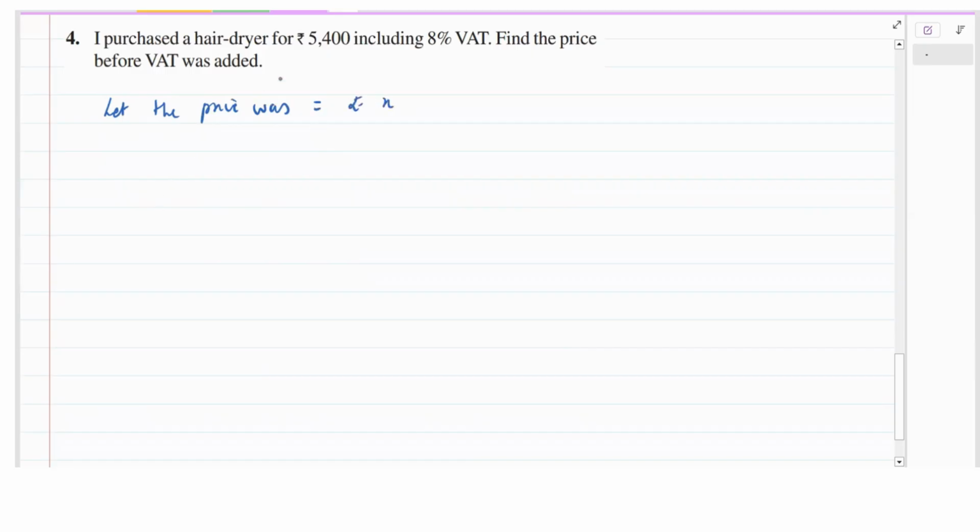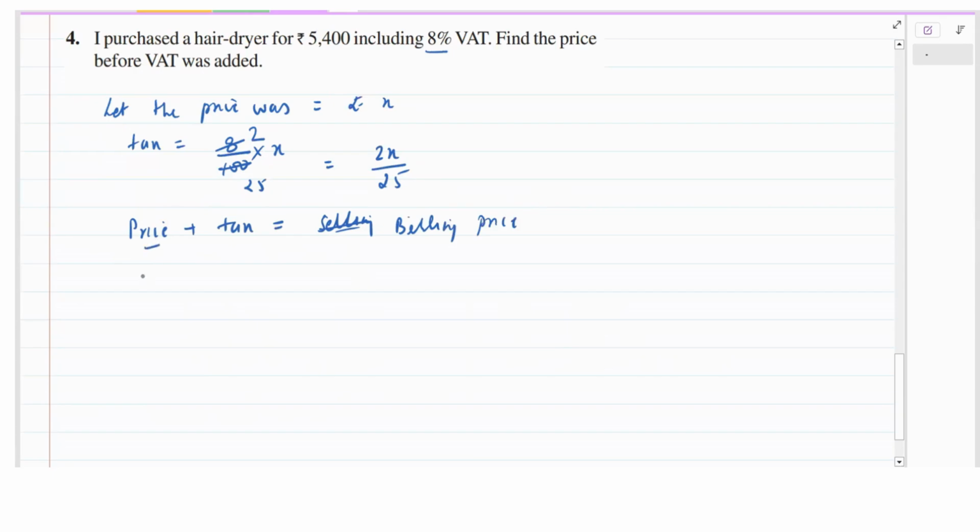rupees X. As the tax is 8%, the tax will be 8 upon 100 into X. We can do the cutting: 4 twos are 8, 4 25s are 100, means 2x upon 25. This is my tax. So when we want to calculate total price, what is it? It is nothing but the price plus tax will give you the total selling price, right? Selling price, or you can say billing price.